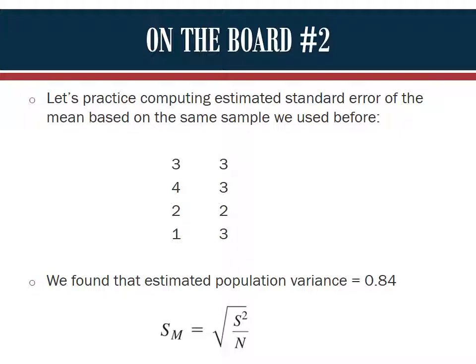All right, here is our second example. This is those same 8 numbers from the on the board number 2 from previously. Now we're going to practice computing estimated standard error of the mean with this. Again, you're going to use that equation on the bottom there. From the previous on the board, we had found that the estimated population variance was equal to 0.84.